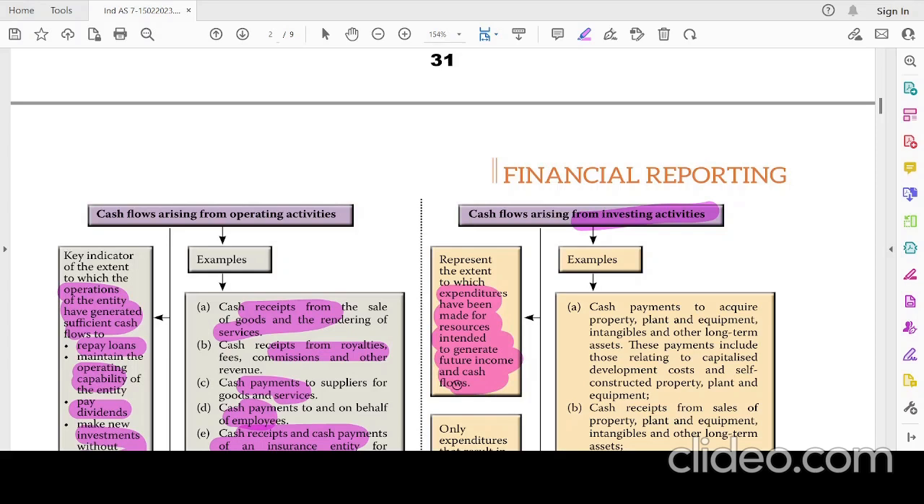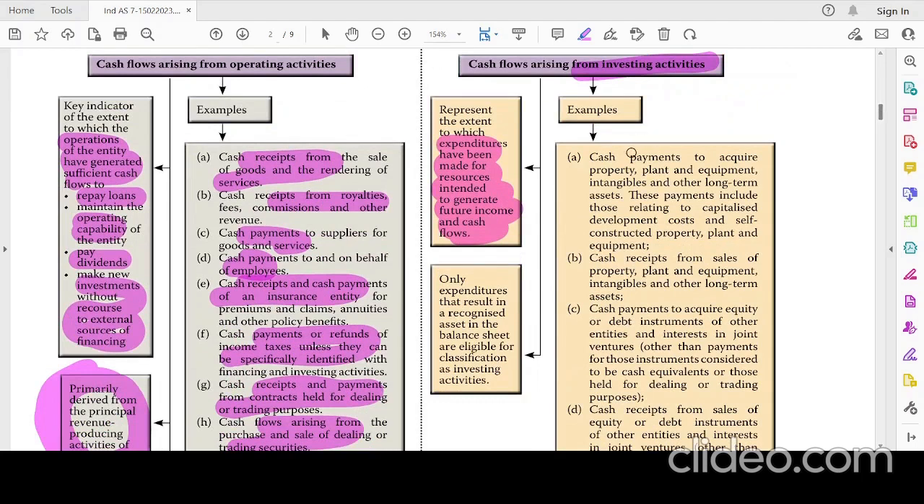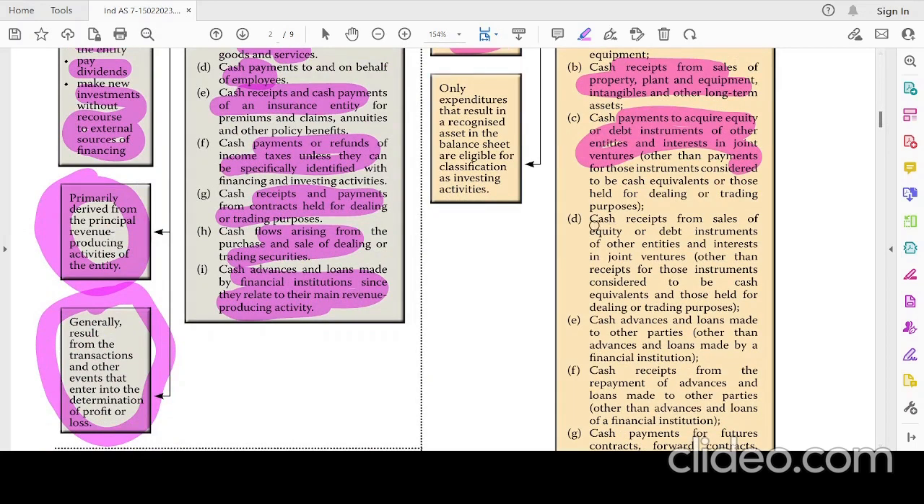Those amounts which have been incurred for creating an asset to generate future cash flows will be known as investing activity. For example, I could have made payment to acquire some property, plant, and equipment. Then sale of property, plant, and equipment or other intangibles. Cash payments to acquire equity or debt instruments to have a long-term interest, and then cash receipts from sale of equity and other debt instruments.